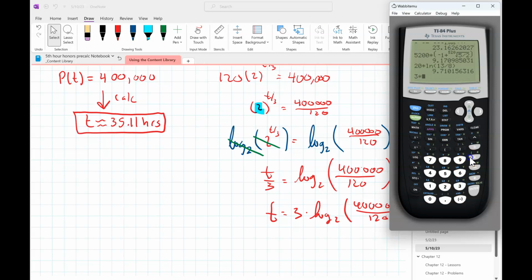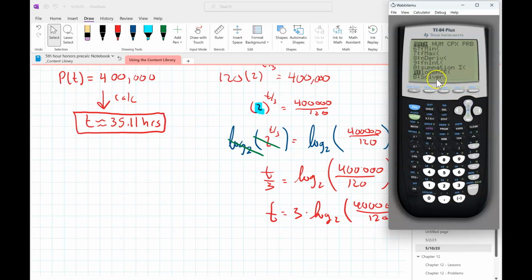So I'm going to do 3 times. And then to type in a log with a different base like this, we press the math button and scroll all the way down near the bottom and pick the log base command. That'll let me type in whatever base I'd like there. And then I'll just do 400,000 divided by 120 and press enter. And I get that exact same 35.11 answer that we saw before.